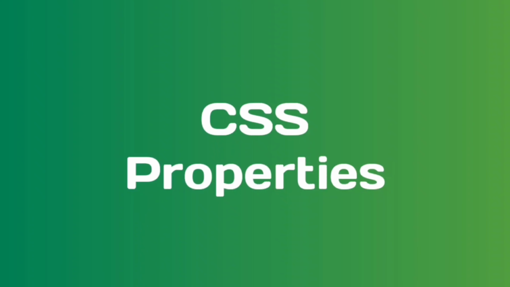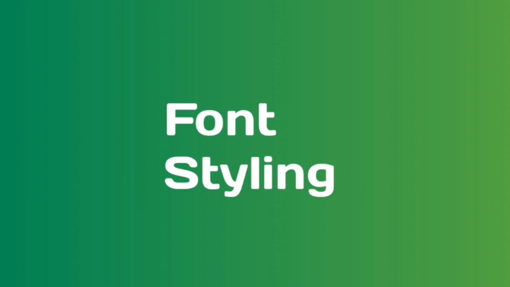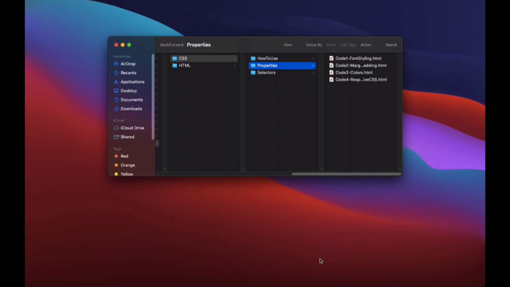There are many CSS properties available, each with its own specific use and effect on the appearance of a web page. Here is an introduction to some of the most commonly used CSS properties. First is font styling. Let us see how we use it and what is its purpose. As you can see, I had created an HTML file and have written some code inside it.